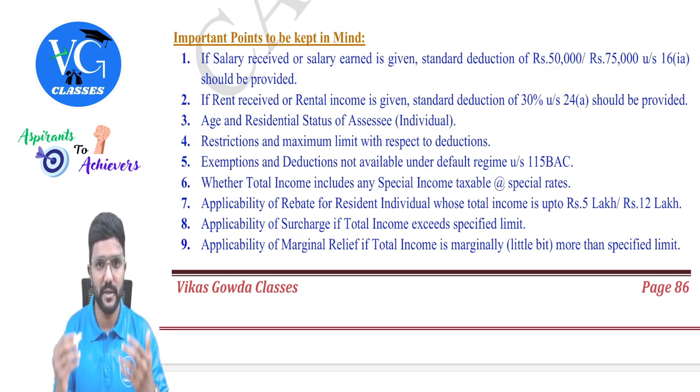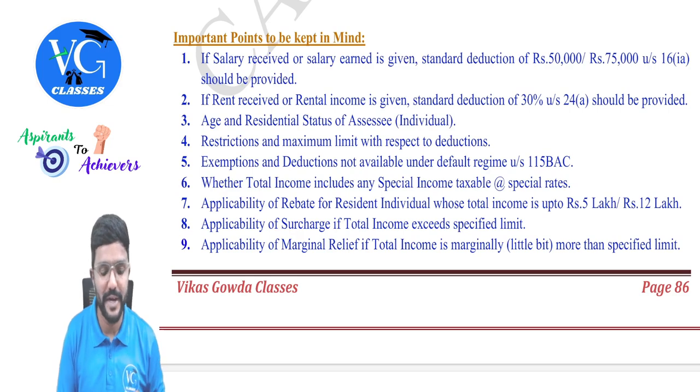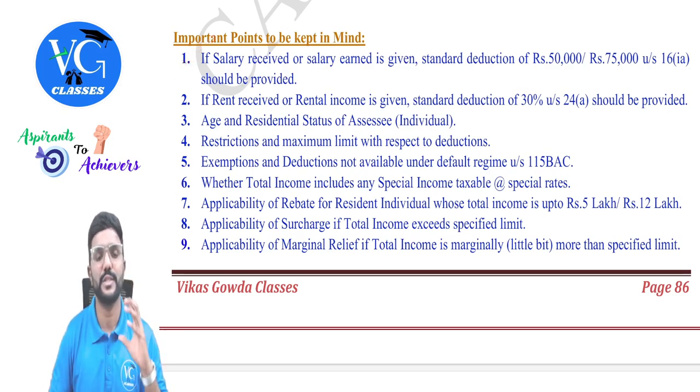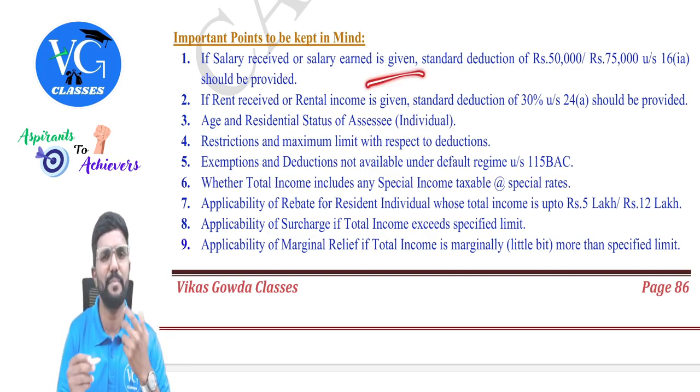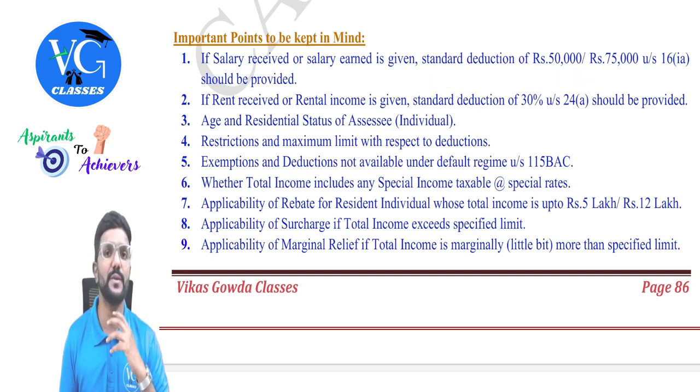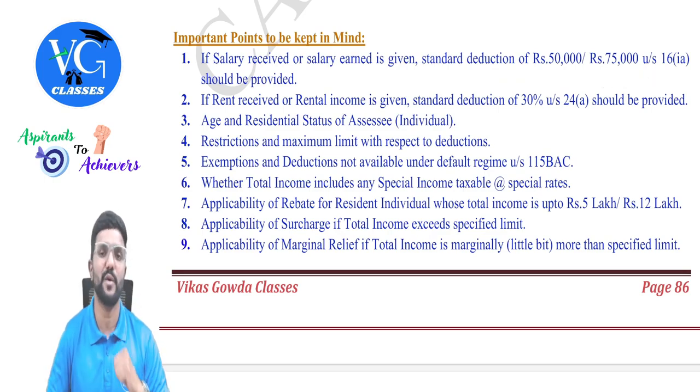Okay. So I have just noted down a few things here. Let us read them one by one. First one: if salary received or salary earned per month is given, or even pension per month, a standard deduction of 50,000 or 75,000 under section 16(1)(a) has to be provided, guys.